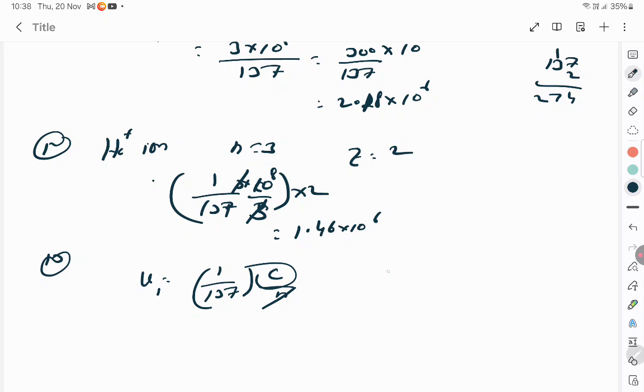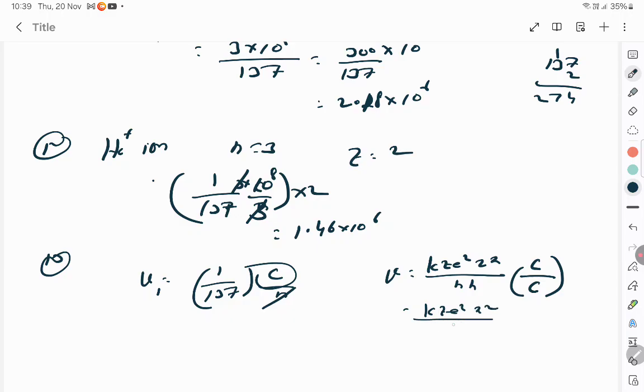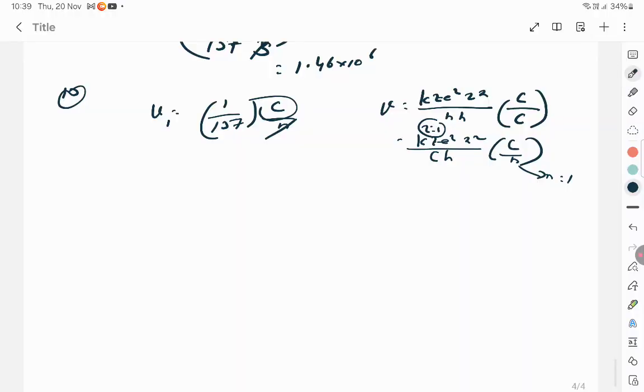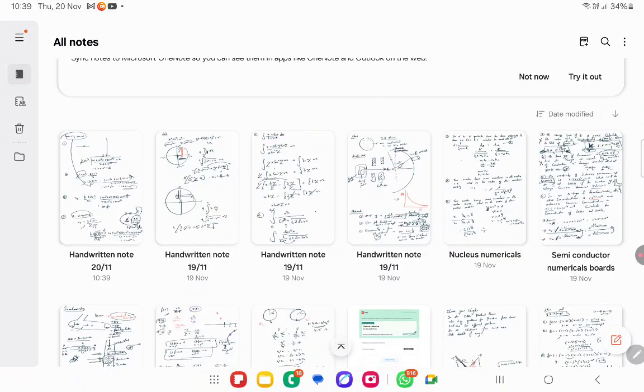You should know the original formula, which is v is equal to k e square into 2 pi by nh, in which you multiply and divide by c, giving k e square 2 pi by ch into c by n, and assume that n is equal to 1 and Z is equal to 1, and you get 1 by 137, and thus v is proportional to just the speed of light. Are you clear? So let's go to next question. It's the 14th question. Calculate the period of revolution of an electron.